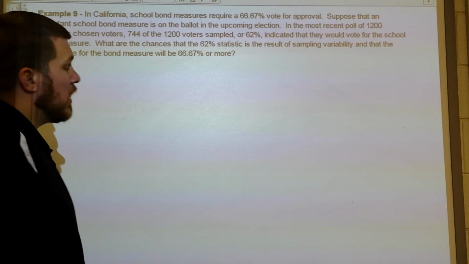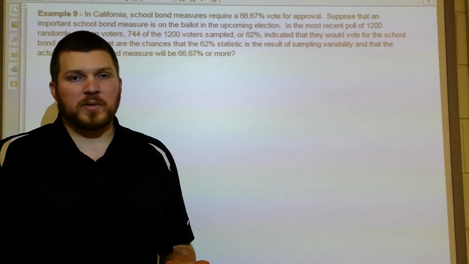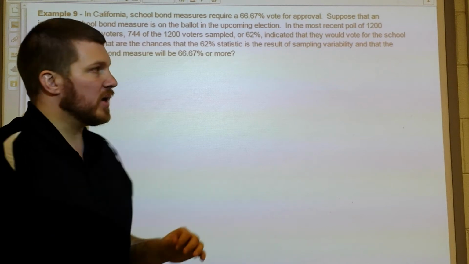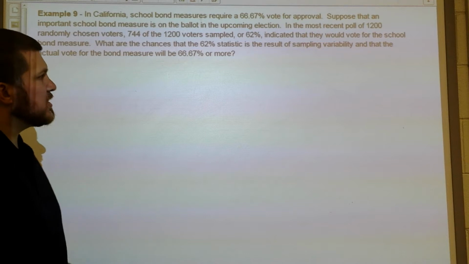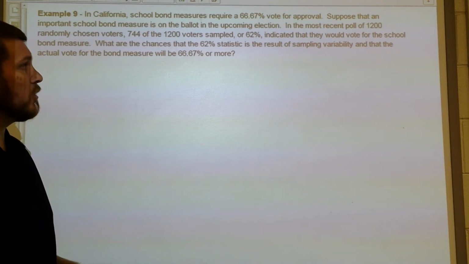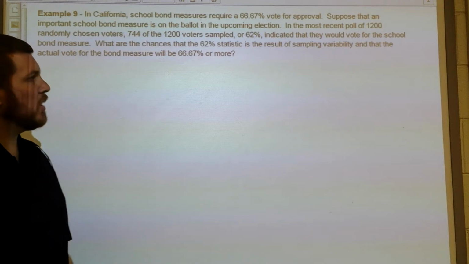Another example. Standard error and margin of error are used anytime you're talking about public opinion polls, voting, that type of thing. So here we go. In California, a school bond measure requires a 66.67% vote for approval.